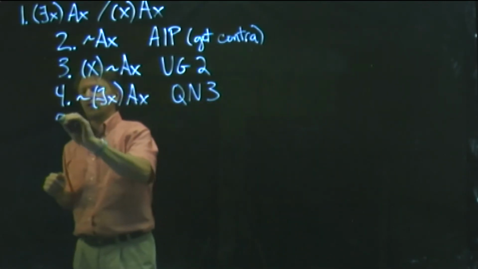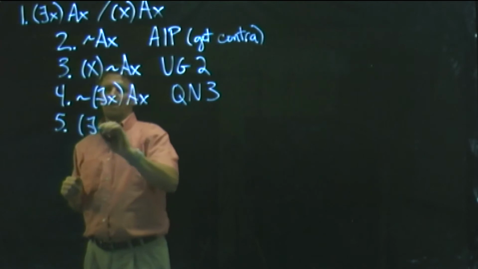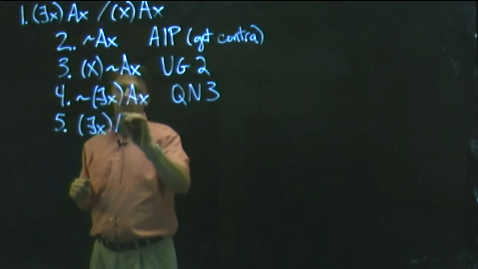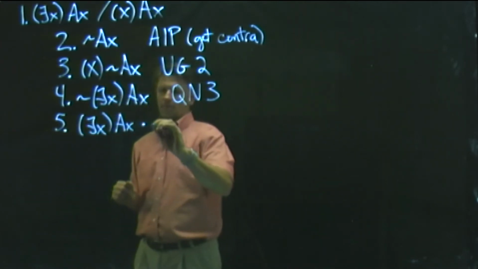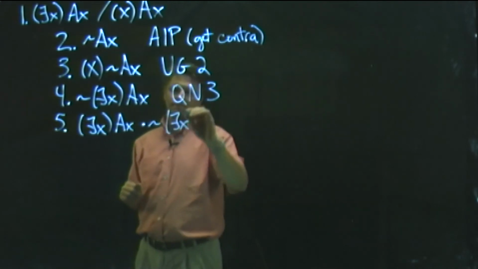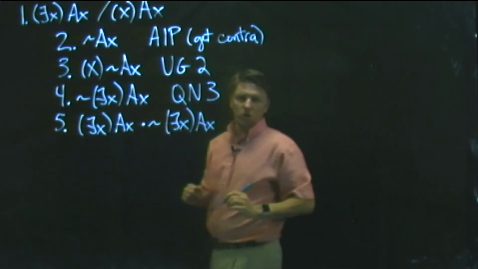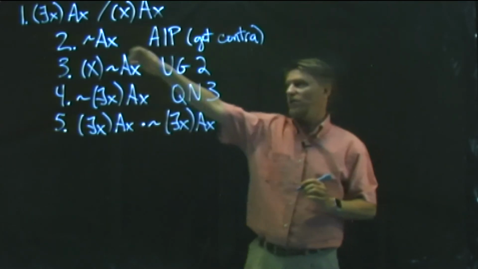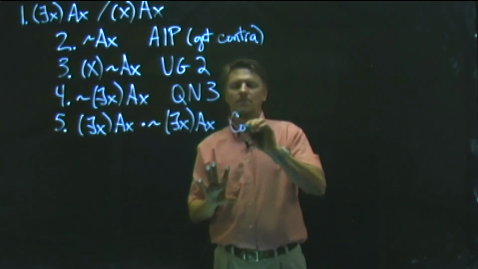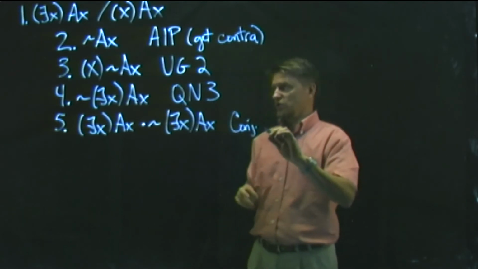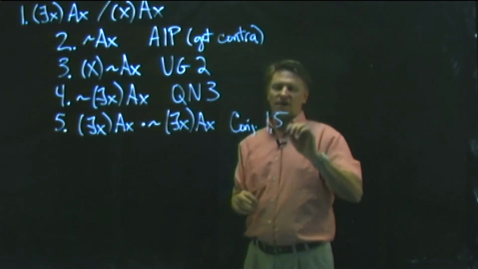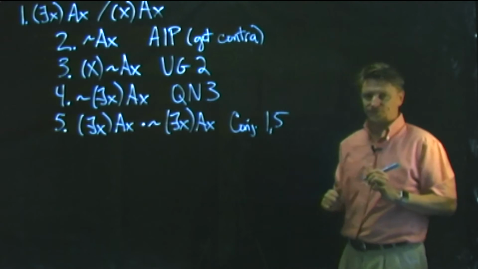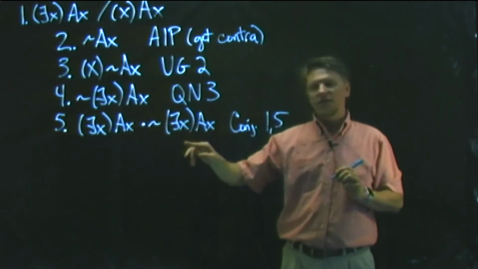And so remember, when you're doing indirect proof, you are almost always, at least, going to need to take a step where you do conjunction and join the two parts that are, in fact, contradictory. So that's 1 and 5, right, that we're conjoining there. Okay, so we end up with this, and that's our contradiction.